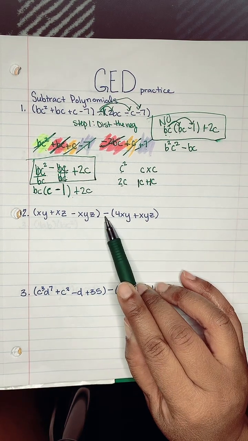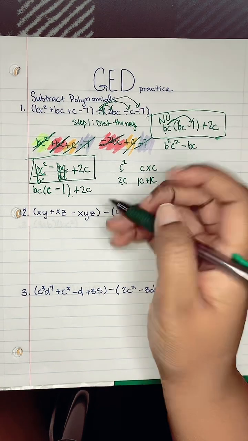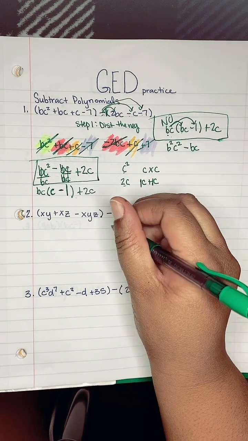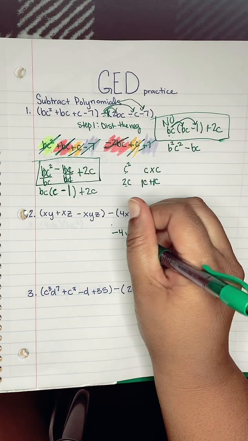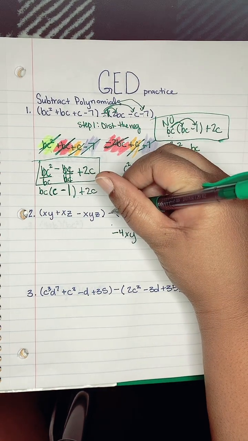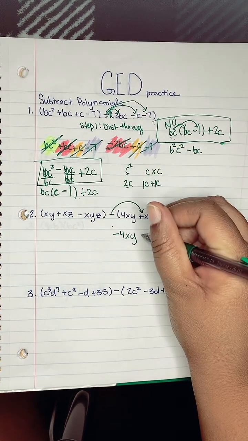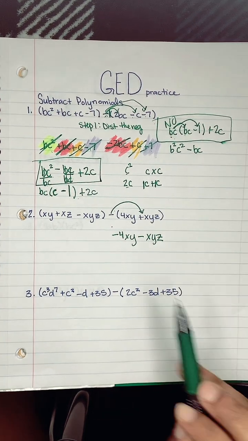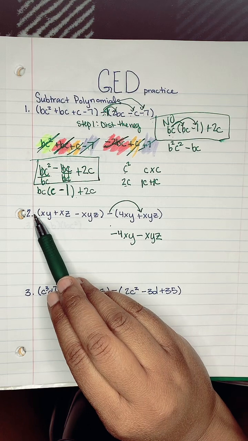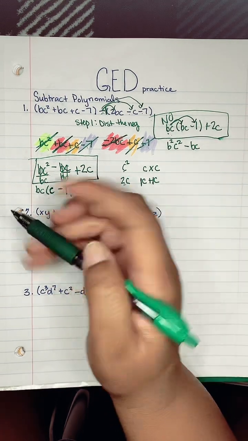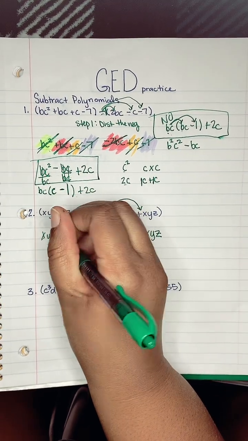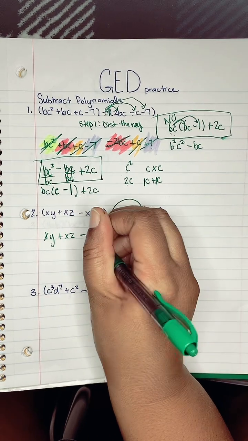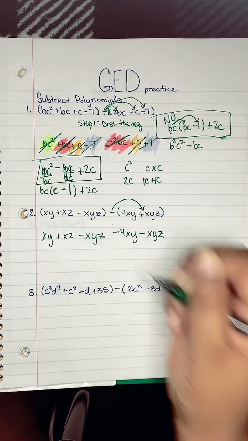Always start with distribute. So we're going to change our signs. So we get -4xy. And then a negative times a positive goes to a negative xyz. This has no negative sign in front, so we just drop it down. So we're going to drop down xy plus xz minus xyz.